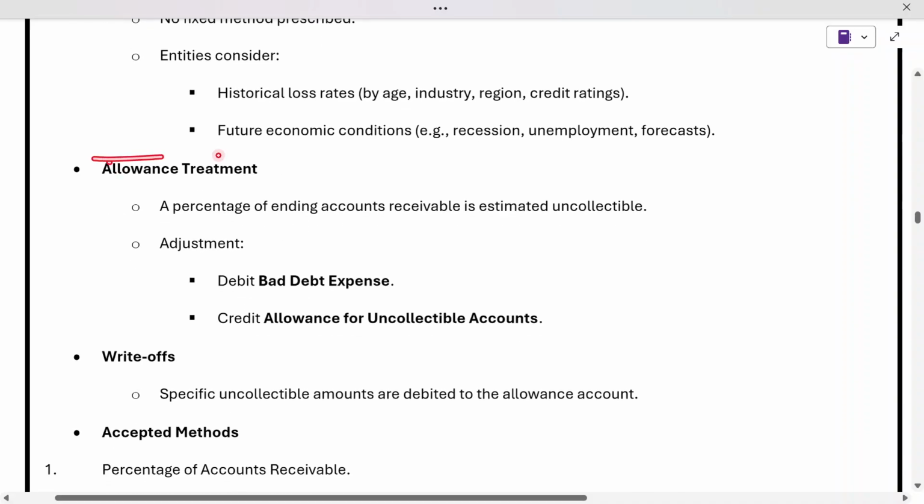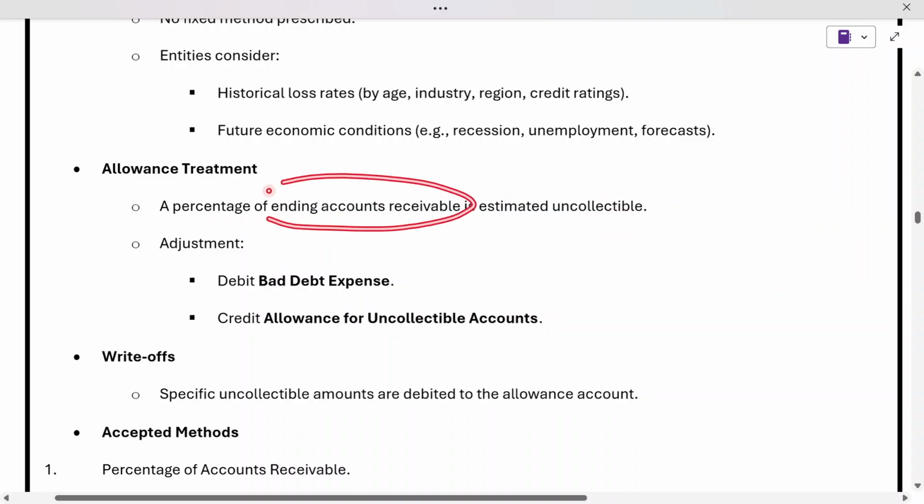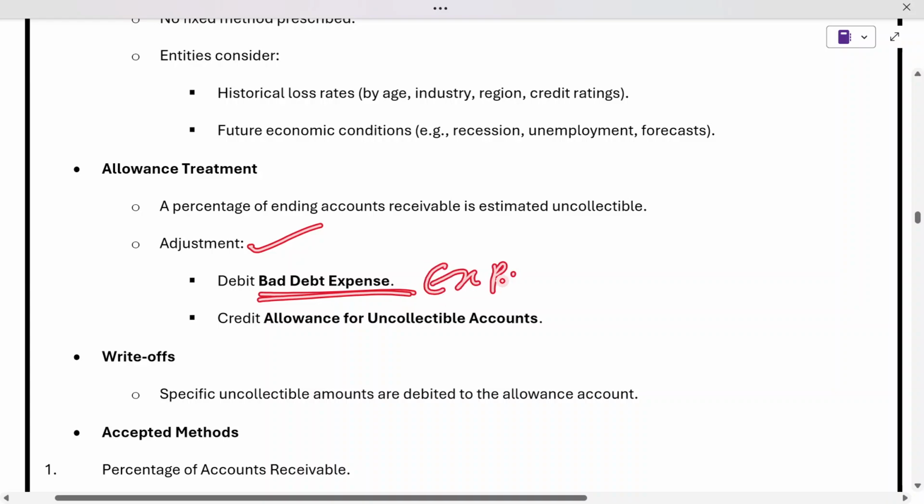So what we do in allowance treatment: a percentage of ending accounts receivable is estimated as uncollectible accounts. So it is the closing accounts receivable that is treated as uncollectible. It's not that whatever credit sales you have made are uncollectible, because out of that there are chances that you might have received some of the money. So the entry is always bad debt account debit, because this is our expense, and allowance for uncollectible accounts, this is our provision. So we are debiting bad debt and crediting this provision.